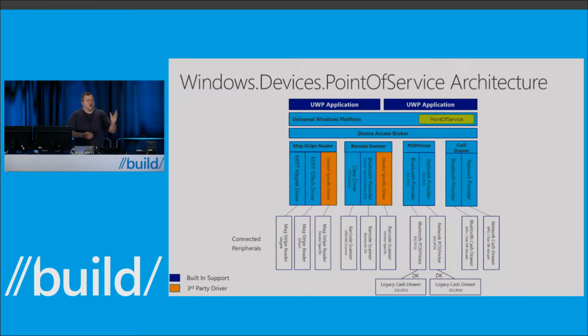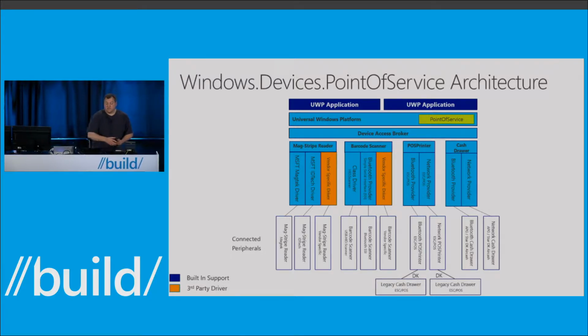Underneath those different classes, whether it's Magstripe Reader, Barcode Scanner, POS Printer, or Cash Drawer, we have individual driver support for things like MagTek and IDTech Magstripe readers. We have support for Bluetooth drivers for barcode scanners, and support for ESC/POS as a printing language that can be surfaced over either a wired or wireless Bluetooth connection. And as you go down through the items, underneath the POS printer, we go all the way down to the Legacy Cash Drawer, where we use the 24-volt signal off the back of the receipt printer that I showed you.